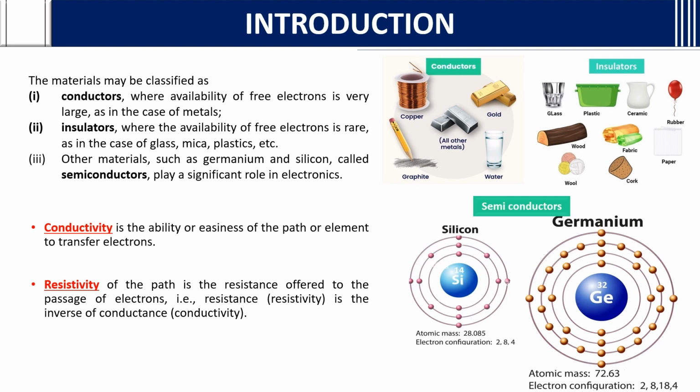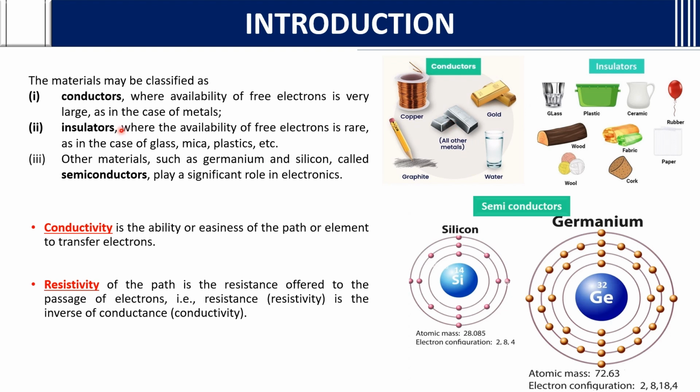The materials may be classified as conductors, insulators and semiconductors. Conductors are where the availability of free electrons is very large, as in the case of metals. Where there are many electrons present, more electricity is produced, meaning conductivity is more. Free electrons are more, so conductivity is more. Conductors have many free electrons present, like copper, gold, water, graphite and all other metals.